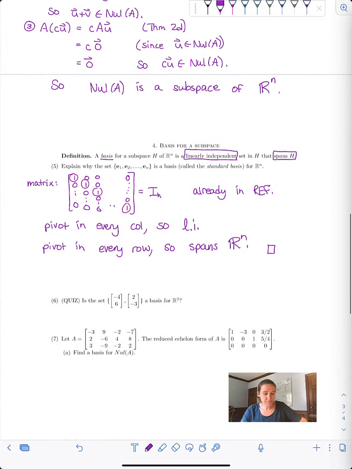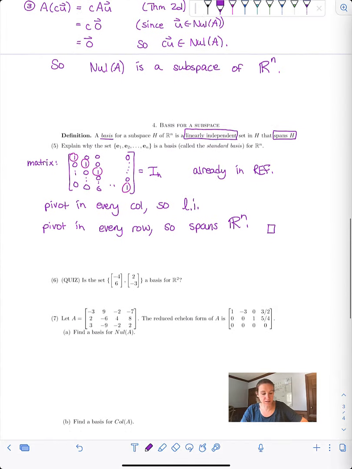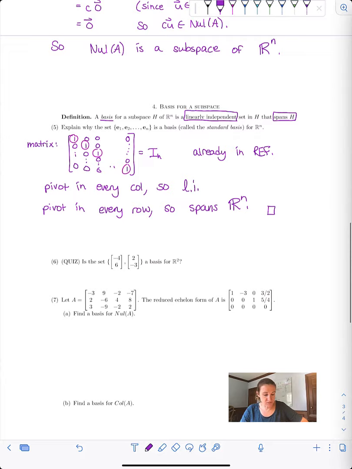For your quiz then, you need to test whether the two vectors given here are linearly independent. If they're not, then you're already done, because if they're not linearly independent, they can't be a basis. But if they are linearly independent, then you need to check to see if they span R2, because you need both of those properties in order to be a basis.